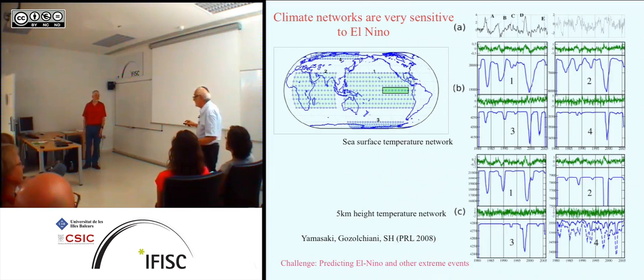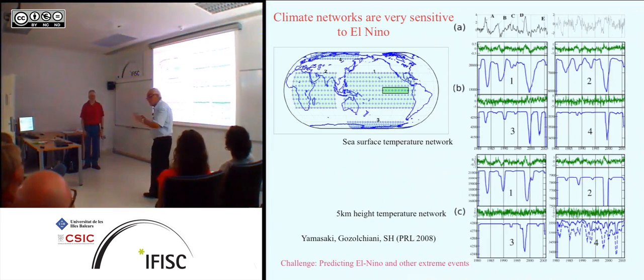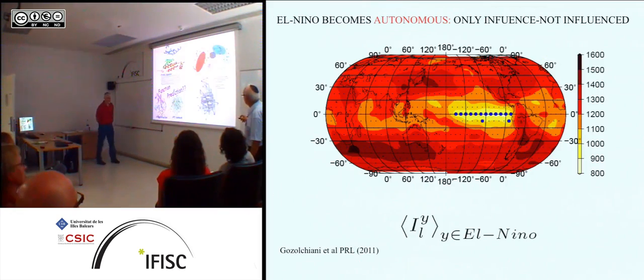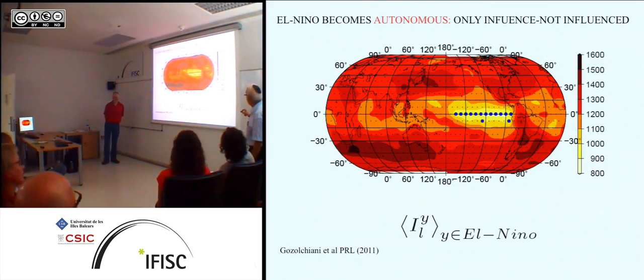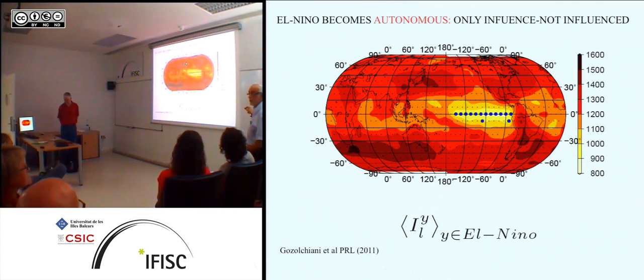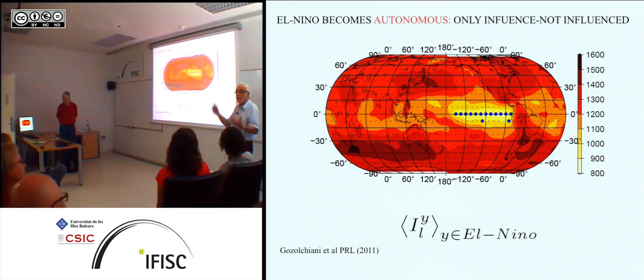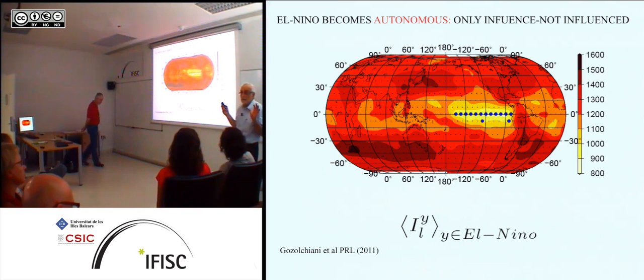So what I showed here, you see, links going in become very weak during El Niño events, and going out still exists. So maybe this is why the network becomes weak, because the El Niño becomes autonomous. This is what happened. Here I did not speak about networks. I said that there are works on network change.